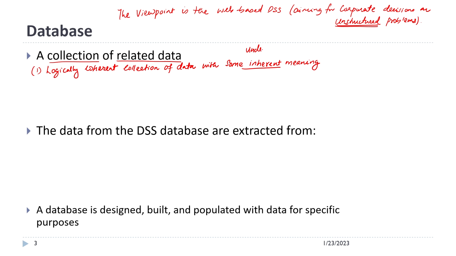Meaning, we can also think of it, we can call it interrelated data. Okay. So, it should be a logically coherent collection of data with some inherent meaning, that is the first criterion. Inherent meaning means it is capturing some underlying process aspect which is generating the data. Okay. The second part we have to talk about is this word, interrelated data.